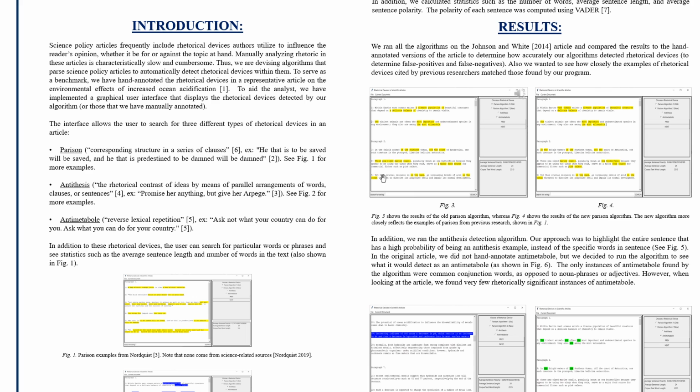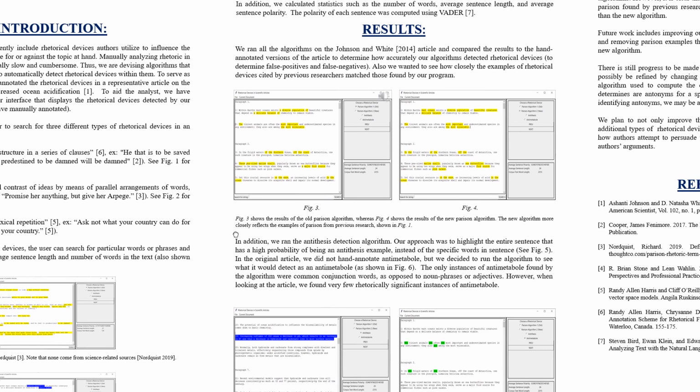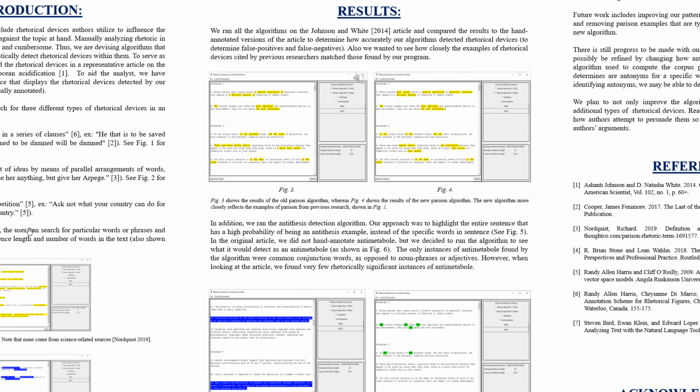In addition to all these, we also allow the user to search for specific words and find statistics such as the average sentence length and the number of words in the text. So we're not going to go over the algorithms themselves, we're just going to go into the results. So we ran all of our algorithms on the Johnson and White article, and we wanted to compare how they worked and what they returned as a result compared to our hand annotations. So we wrote two parison algorithms, and we'll just go to those right now.